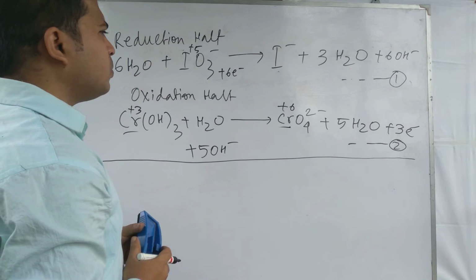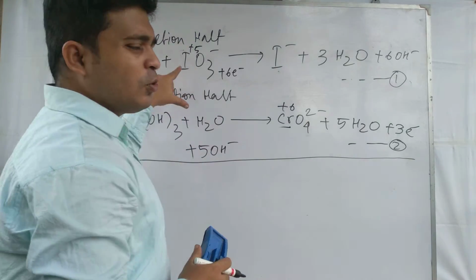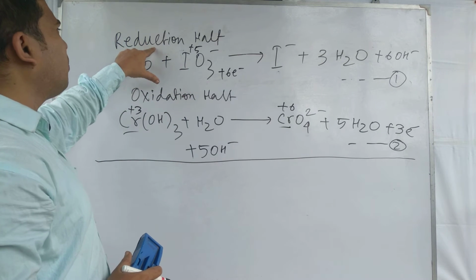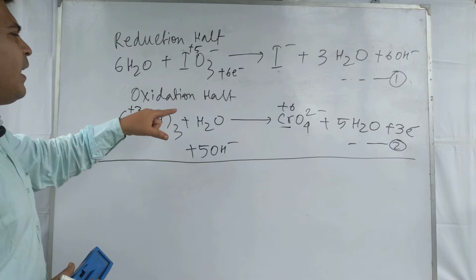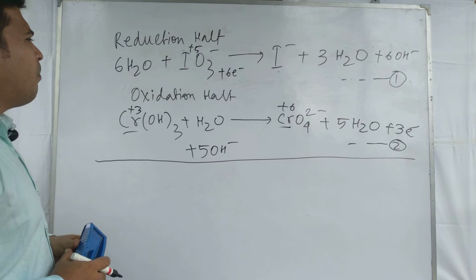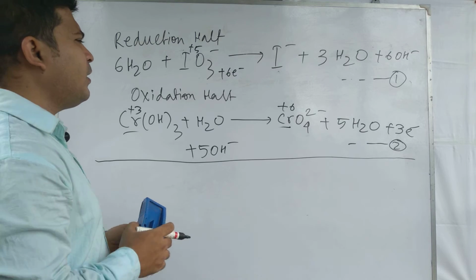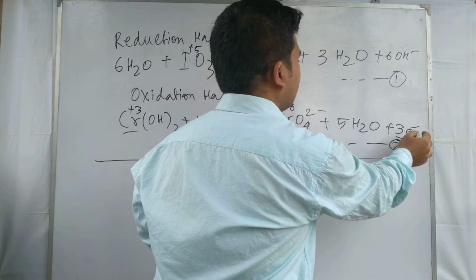Okay, so equation number 1 and equation number 2, we have to add these two equations, because this one is representing the reduction half, this one is representing the oxidation half, and when we add up these two equations, our overall balanced equation is obtained. But here the important point is that the electron number is not equal.